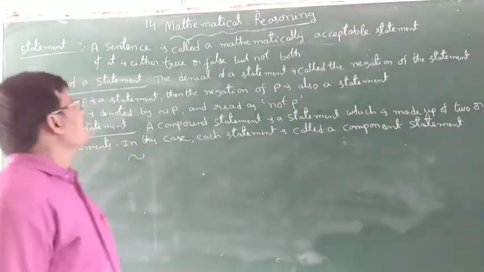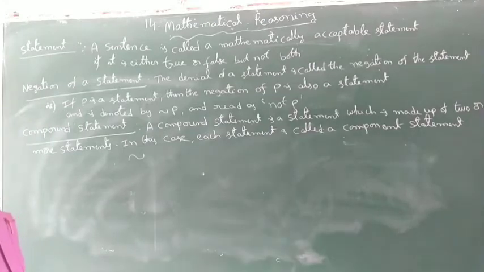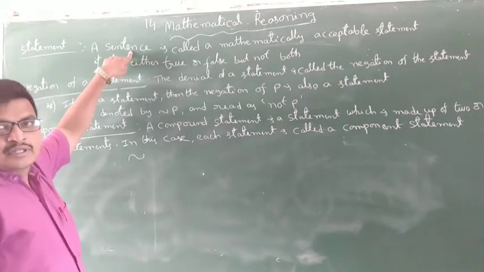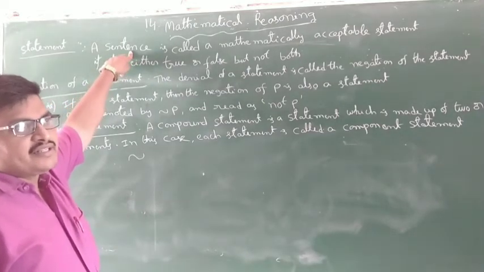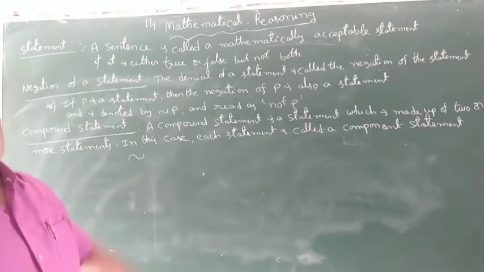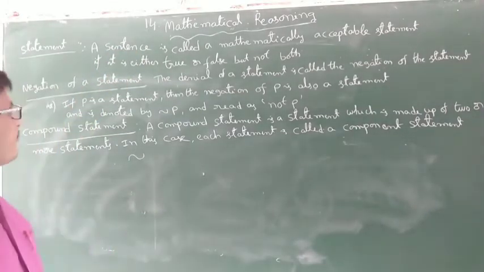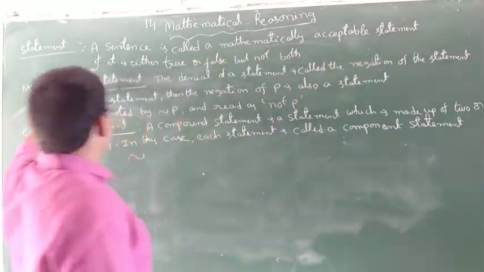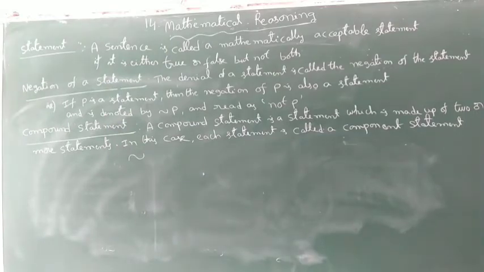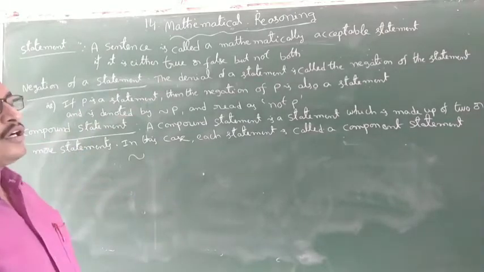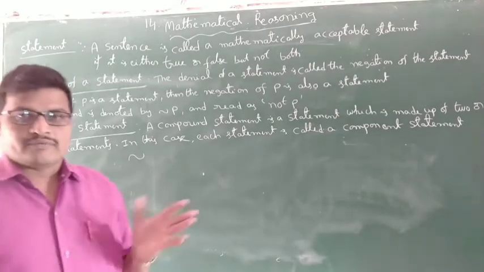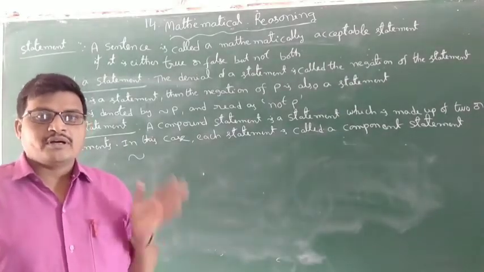Once again, statement means first of all a sentence, for example, 2 is a prime number. A sentence is called a mathematically acceptable statement if it is either true or false, but not both. Any statement is a true statement or a false statement.